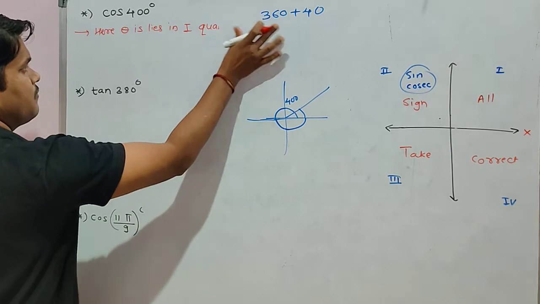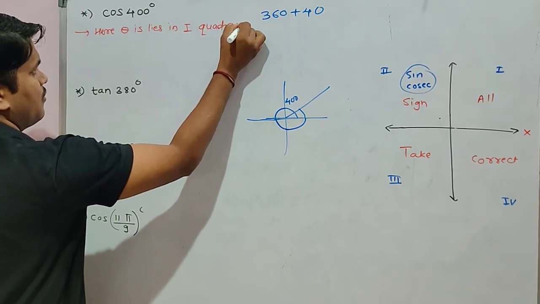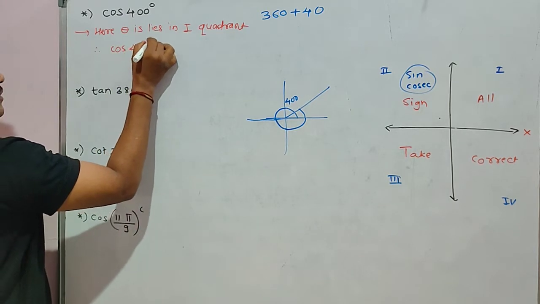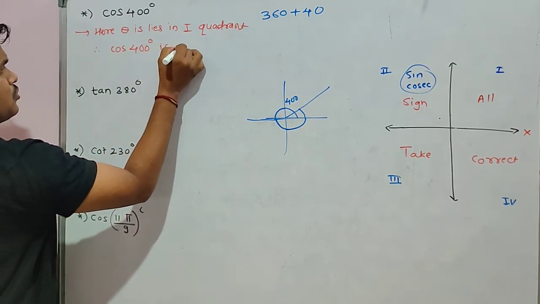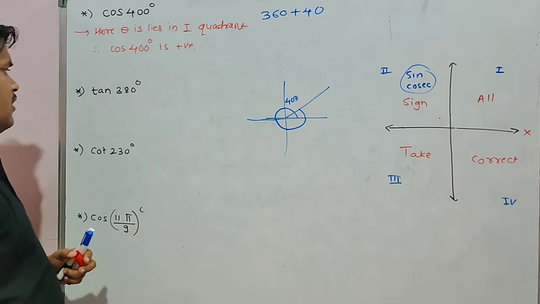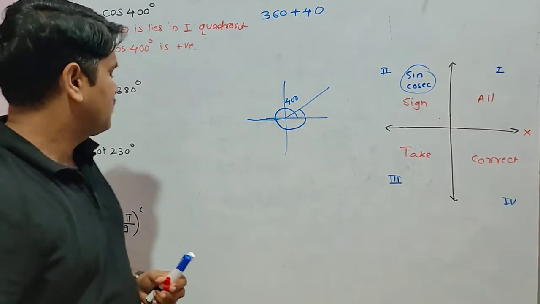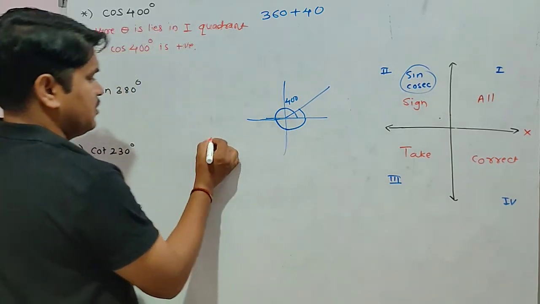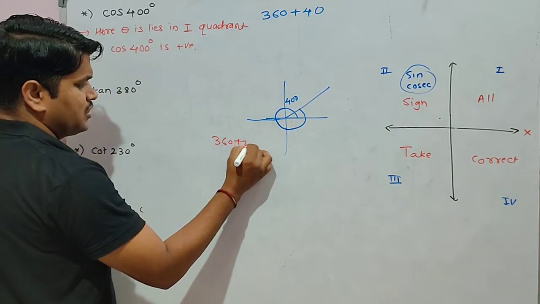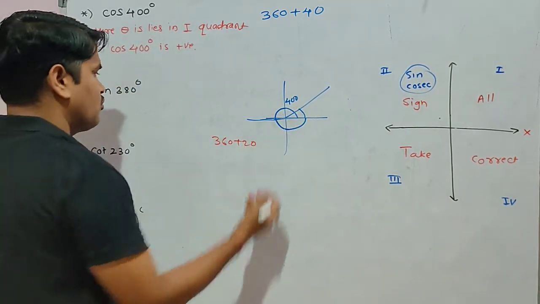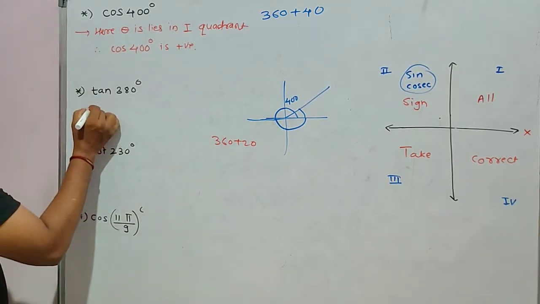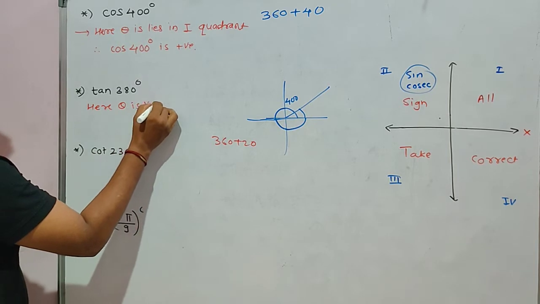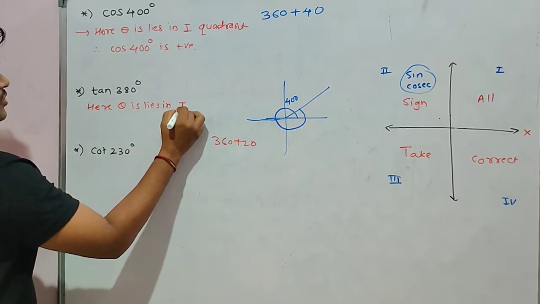Theta lies in the first quadrant. Therefore, cos 400 degree is positive. Now, next one, tan 380. 380 means what? 380 is 360 plus 20. Again, we have the first quadrant. We can say directly here that theta lies in the first quadrant.